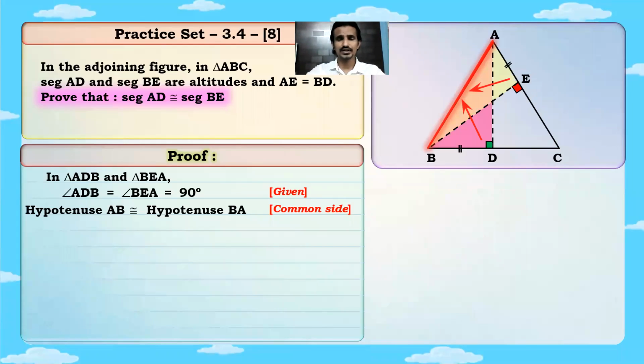After writing the hypotenuse, we have to write down the equal sides also. The equal sides are BD and AE as it was already given in the question. So write down BD congruent to AE. Reason is given.